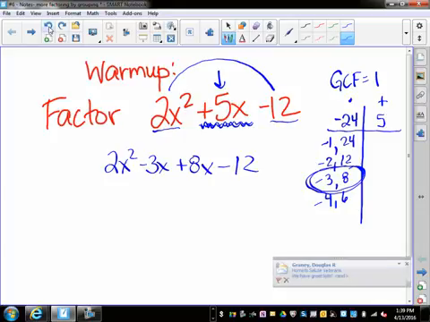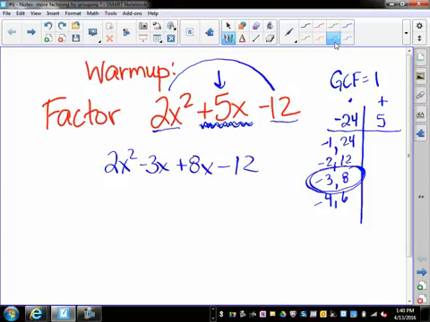Alright, so now we do our boxes. Remember, we have to do a workout. I have a question. How do you get negative 3 and 8? Negative 3 times 8 gives me negative 24. Added together gives me positive 5. So the whole purpose of this is to replace my middle term. That's how you're supposed to do it.